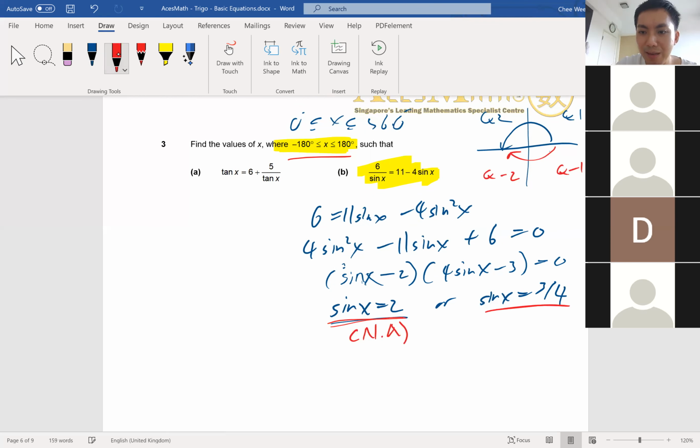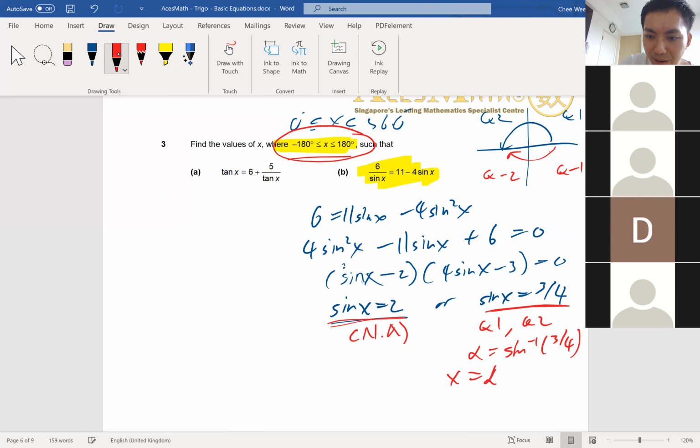What do I mean by we escape the domain? It's because this one is in Q1, Q2. Q1, Q2 means if you look at the domain, it's just 0 to 180 degrees. So we need not touch on the negative angles at all. So we are safe from there. So it's just arc sine 0.75. I'll expedite the workings. So alpha is arc sine 3/4. So x is equal to alpha or 180 minus alpha, that's all.